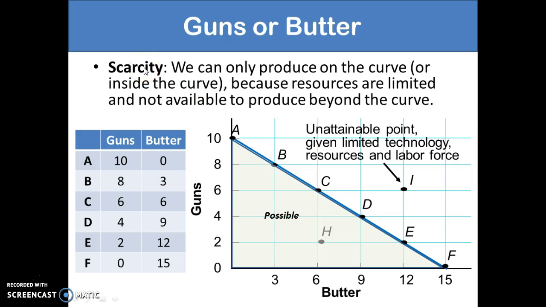So it shows scarcity, and be able to explain that. This PPC shows scarcity because it shows the quantity, the things that we can produce, given our limited resources. We cannot produce I because our resources are limited.